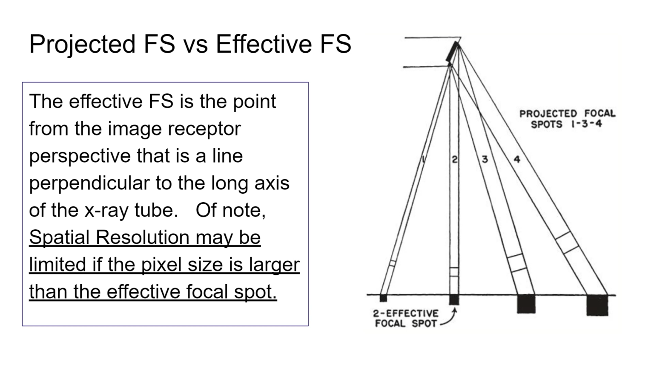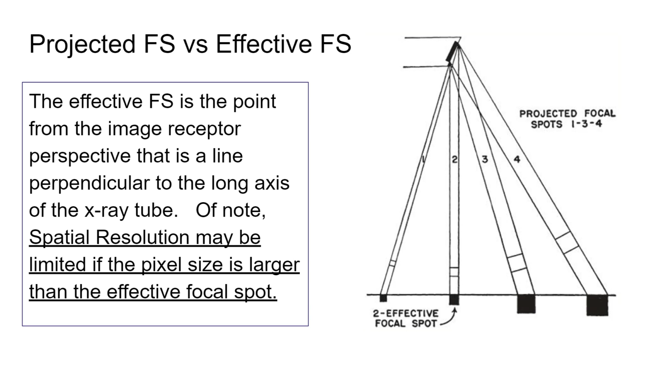Okay, so again, I repeat myself here. Effective focal spot is the point from the image receptor perspective. In this case, it's a line perpendicular to the long axis of the X-ray beam. So it's kind of like your X-ray beam's coming down and your image receptor is this way. So it makes a T. That's where the perpendicular part comes in. But the most important thing on this slide is what's highlighted. And this is an interesting concept.